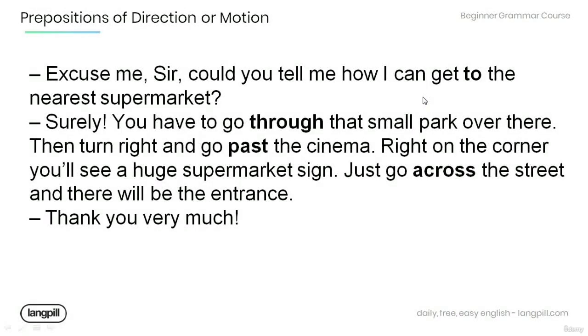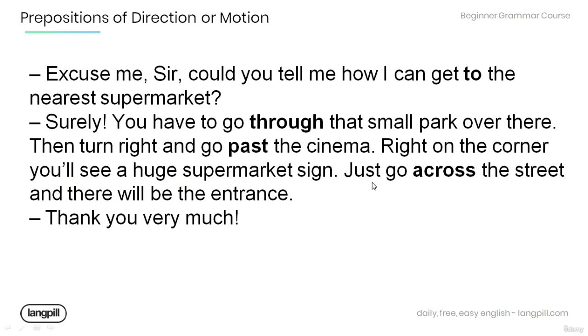Here's a short story using prepositions of direction or motion. Listen as I read so you can see how they are used in real-life conversation. After I'm done, make sure you understand all the grammar and read aloud yourself so that you can work on your own fluency and pronunciation.